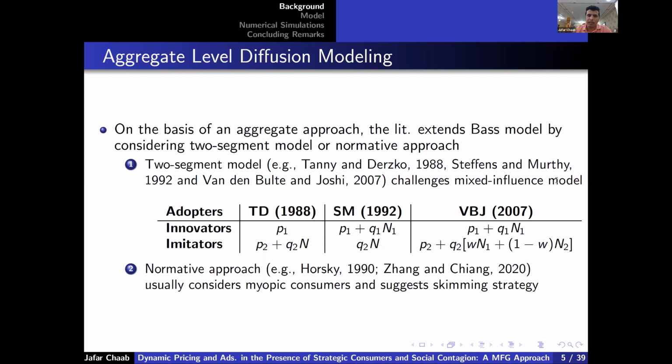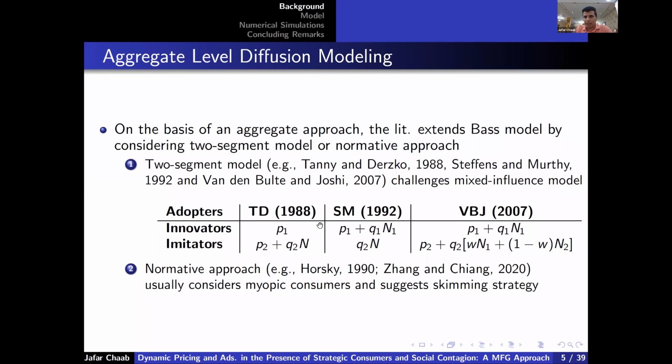So in this slide, I'm going to review a little bit about the diffusion modeling from the aggregate level. We have two streams of literature that are relevant to our study. One is the two-segment model that challenges the mixed influence model, and the other one is the normative approach that some studies consider. So for the two-segment model, the idea is to challenge the mixed influence model by accounting for different adoption drivers for each segment, right? I have brought a couple of examples here in this table where in each study, a different adoption driver is considered for each segment, right? And this stream of literature has shown that it would be both empirically and theoretically significant to consider such a two-segment structure.